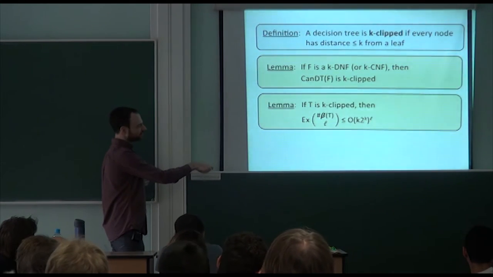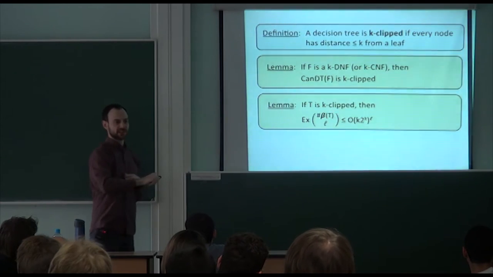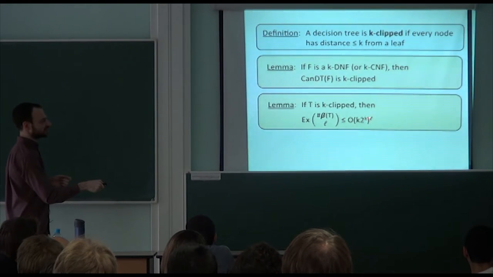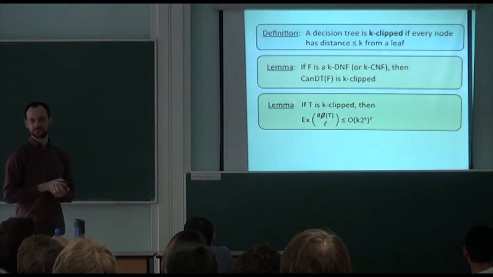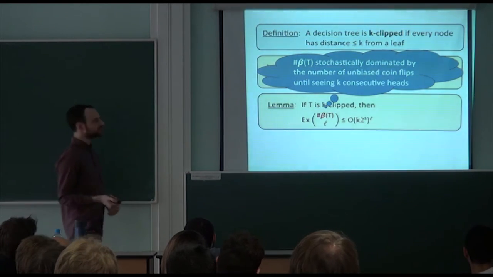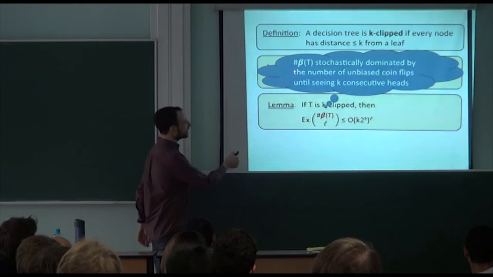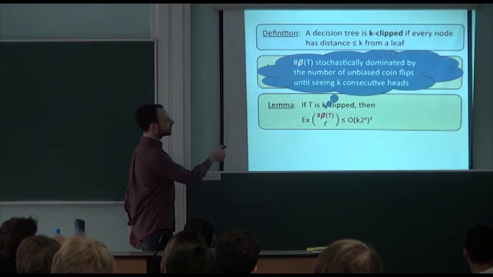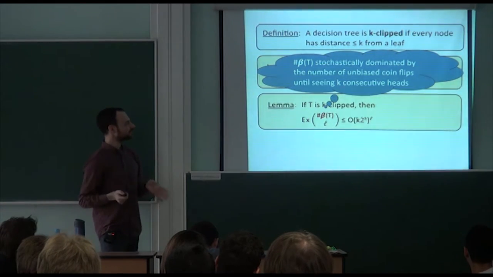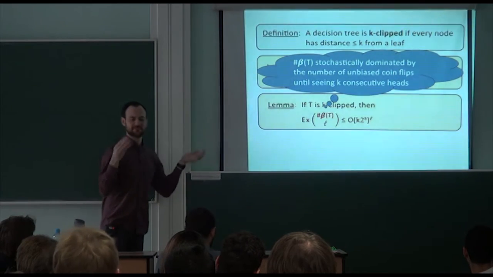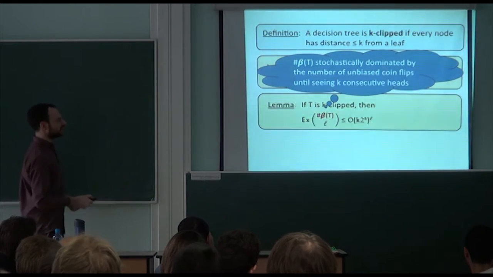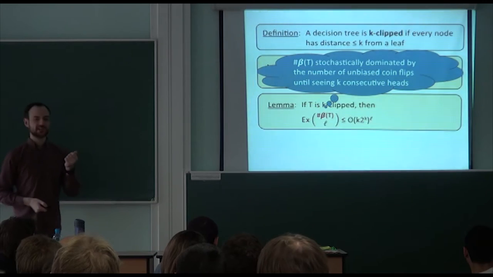So the lemma is that if we look at the expectation of the number of variables you read on a random branch in a K-clipped decision tree, choose L, this is order of k times 2 to the k, quantity to the L. So this is just a moment bound. The way that you prove this is you note that in a K-clipped decision tree, the length of a random branch is stochastically dominated by another random variable, which is maybe easier to think about: the number of unbiased coin flips. You make a sequence of unbiased coin flips and stop once you see k consecutive heads.